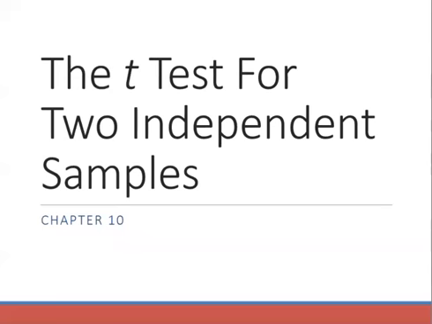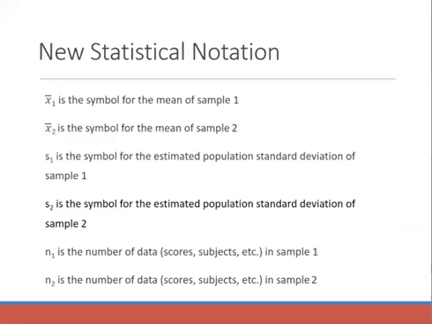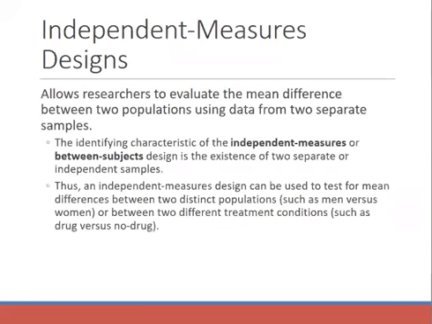So up until now, we've been talking about using one single sample to draw conclusions about the population. This is occasionally used, but the majority of studies that we're going to talk about actually compare two or more samples. And so the t-test for independent samples starts allowing us to do this, and it's about the mean differences between two different groups. We've got some new statistical notation, and in particular, because we're dealing with two different samples, we're going to have two different sample means, two different standard deviations, one for each sample, and two different n's or number of participants in each sample.